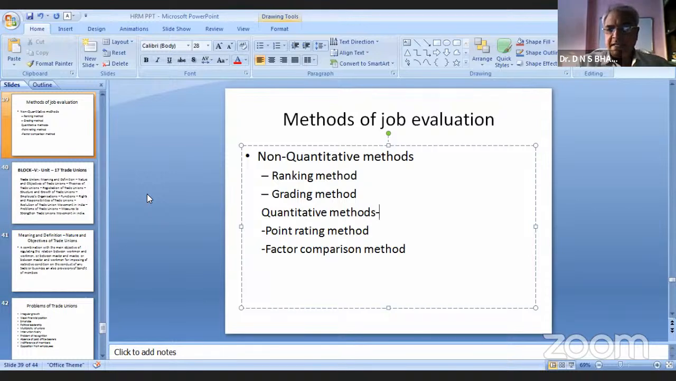So in the case of non-quantitative methods, under ranking, ranking can be done on the basis of job description, ranking on the basis of paired comparison, and ranking on the basis of numbers. Under the grading method, grading is done on the basis of different grades established in the organization.